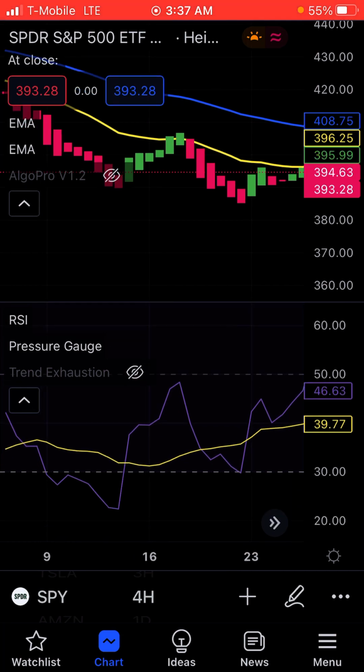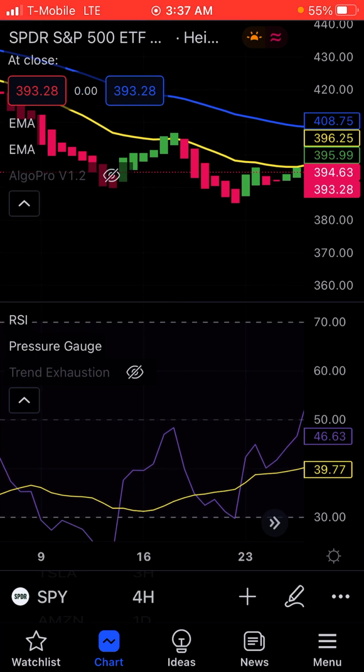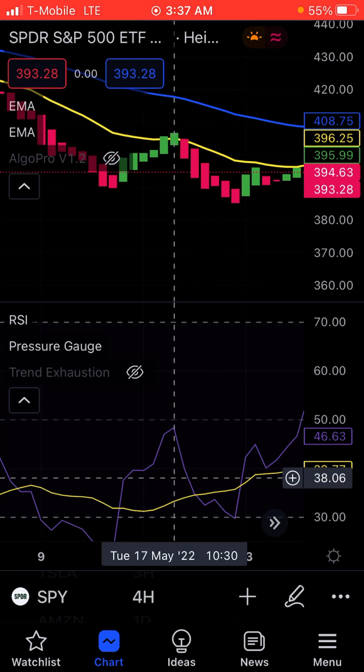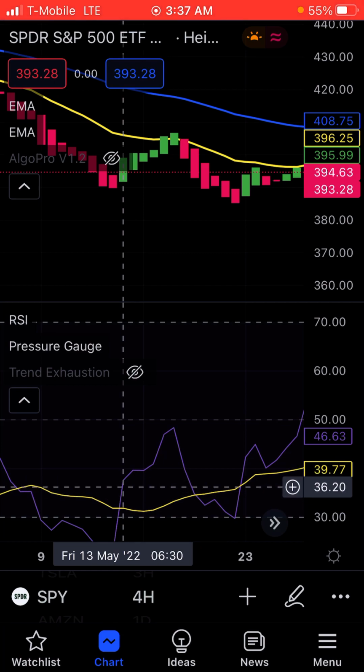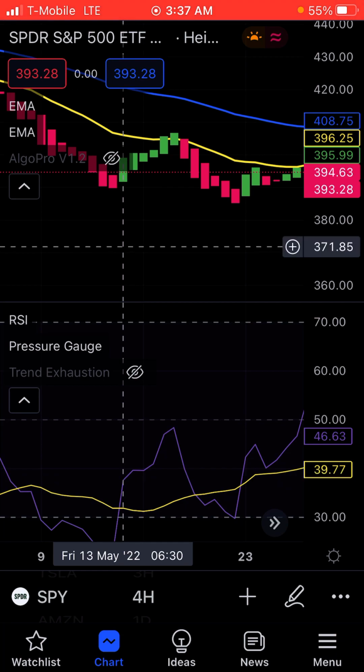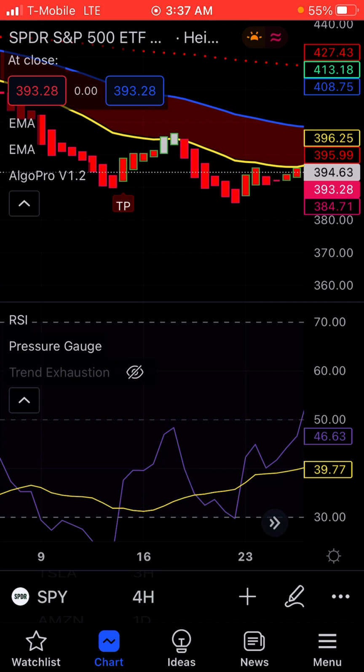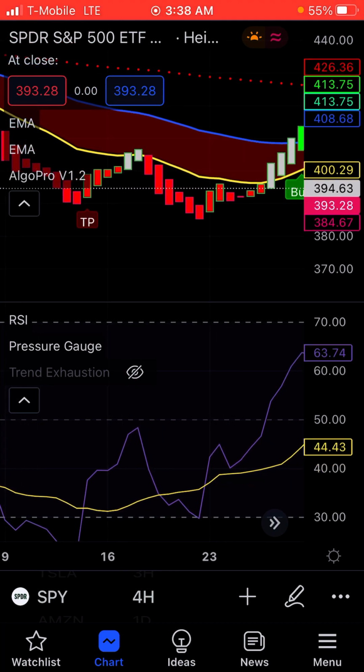But if you guys want to do it without the paid indicator, make sure you just find out if the purple line's above the yellow line, if that's a good retracement there, and if you're doing it on the bottom, the purple line has to be on the bottom. But it's much clearer when you see it here.